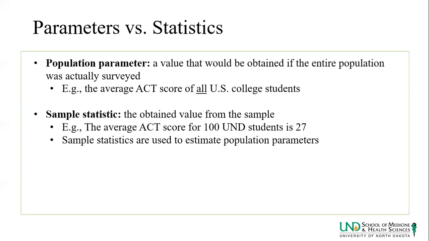On the other hand, a sample statistic is the obtained value from the sample. In other words, statistics are values that describe samples. An example of a sample statistic would be the average ACT score for 100 UMD students is 27. The key relationship here between parameters and statistics is that sample statistics are used to estimate population parameters.